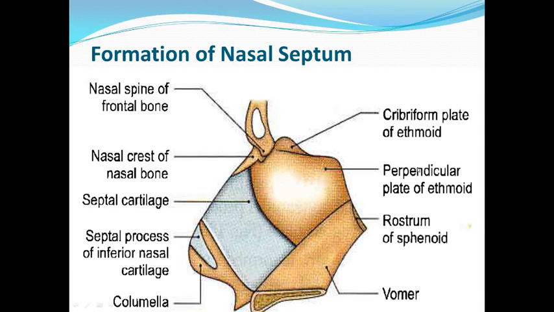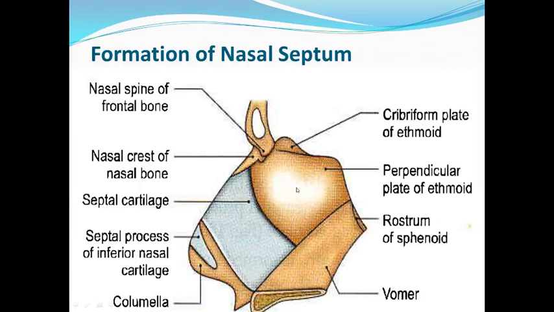Now, what is the nasal septum? As I have already told you, it is the median partition between the two halves of the nasal cavity. Similar to the skeletal framework of the external nose that we already discussed, this nasal septum also is osseo-cartilaginous. That means it has a bony part and a cartilaginous part.